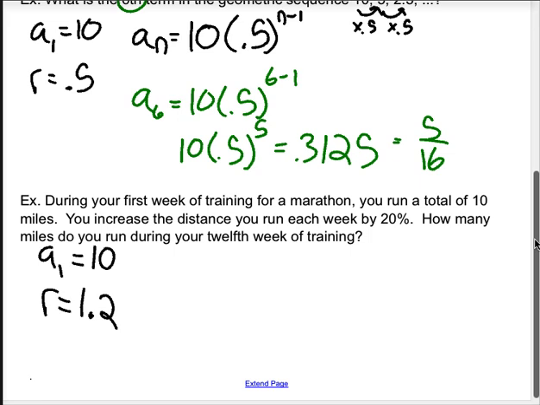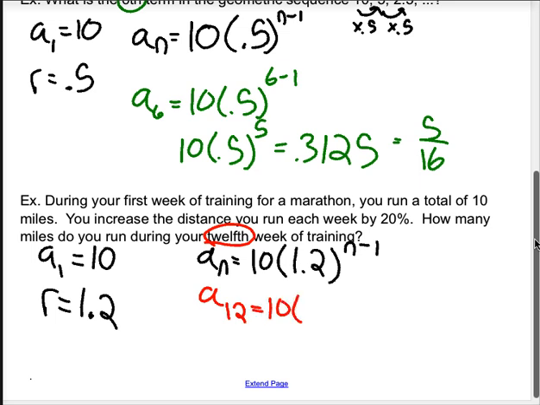So with that 1.2, now we're able to write our formula. So 10 times 1.2 to the n minus 1. And we're being asked about our 12th week. So I want to find A12. So 12 minus 1 up there, well, that's going to mean 11. So let's plug this into the calculator. 10 times 1.2 to the 11th.